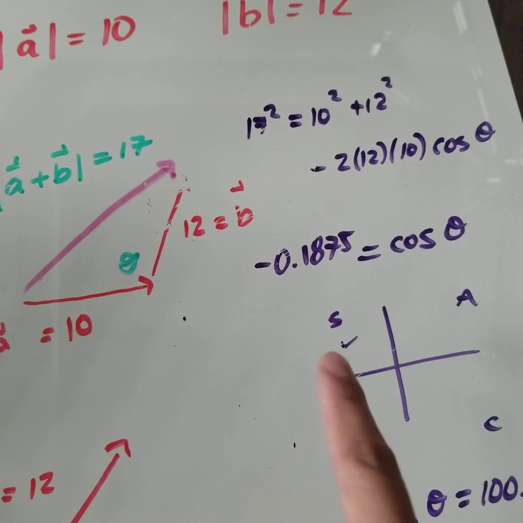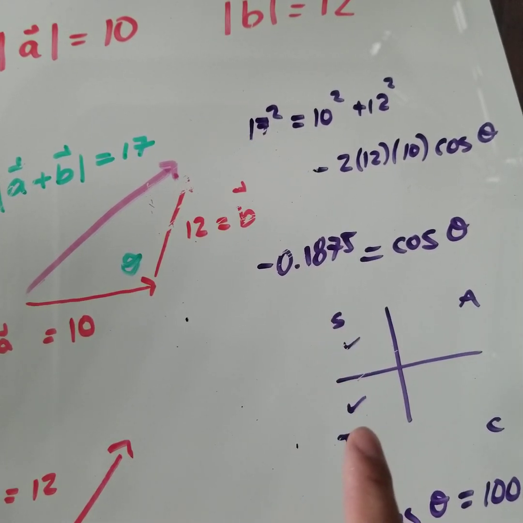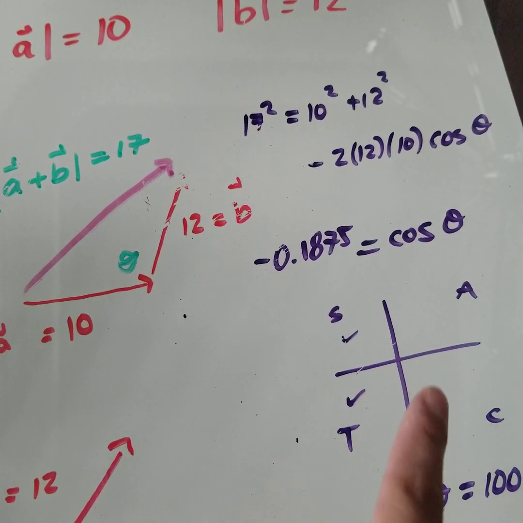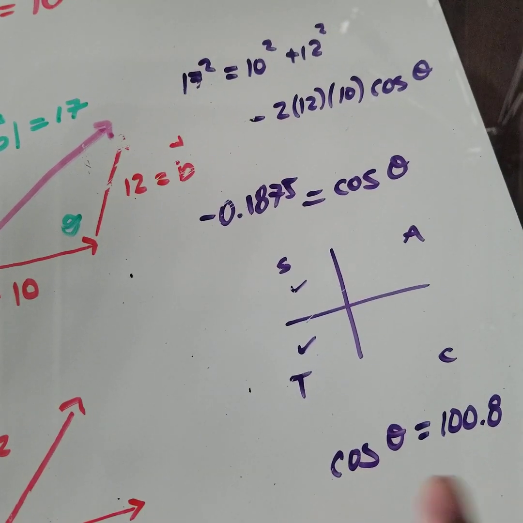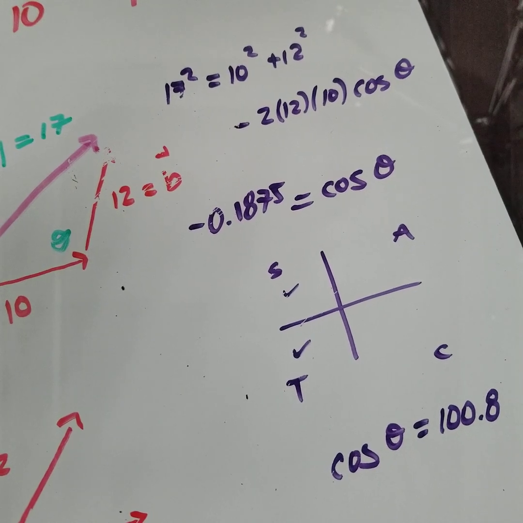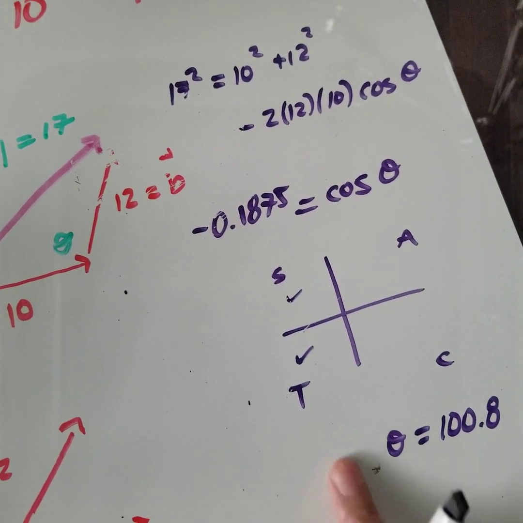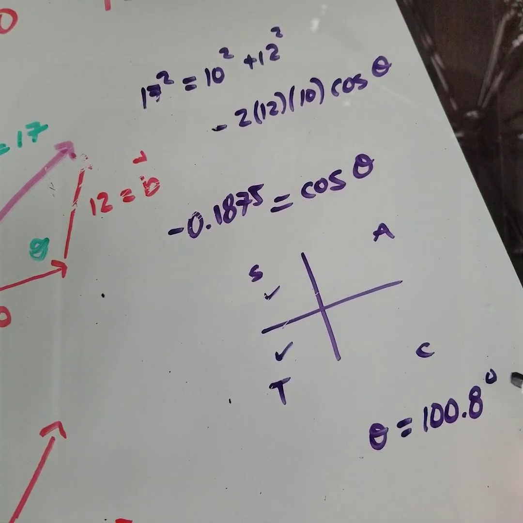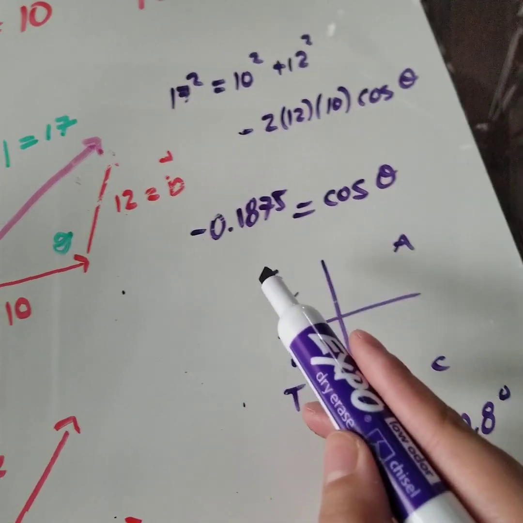So I know in terms of the quadrants, if it's negative, it has to be in the second and the third quadrant. And then when I actually get that, I get an angle of theta that's equal to 100.8 degrees. So that makes sense, it's in the second quadrant.